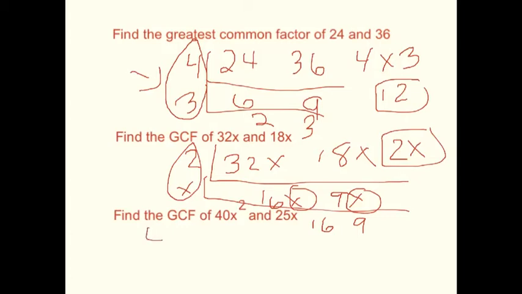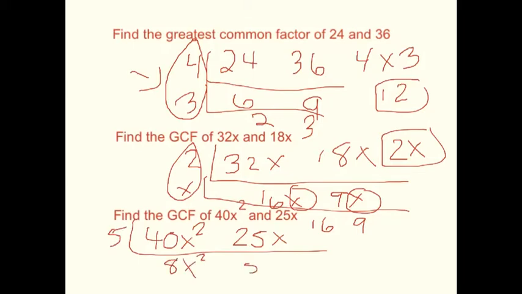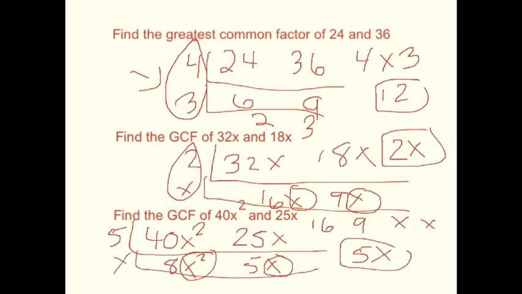My last one, now it's a bit trickier because now I have x squareds involved. I'm still going to first focus on my numbers, which is I'm going to go ahead and try to factor out a 5, so it's 8x squared and 5x. There's no other number factors of 8 and 5, but I do see that there's some x's involved. Now, I should know that x times x equals x squared. So an x squared and an x have one x in common. So my greatest common factor between those two would be 5x, because I would factor out an x, and I'd be left with 8x and 5.